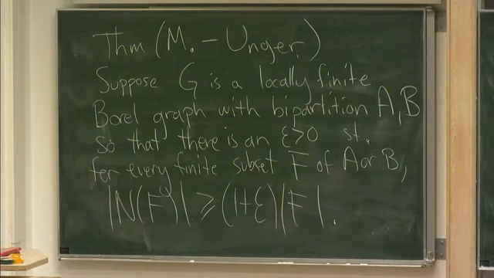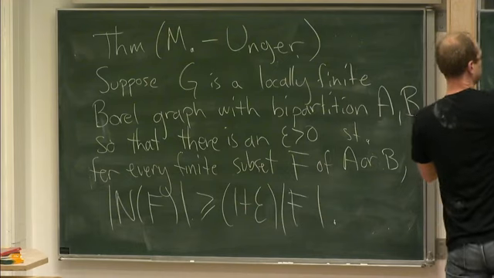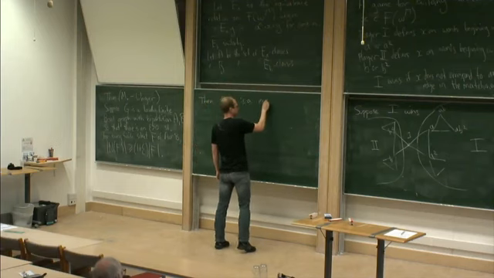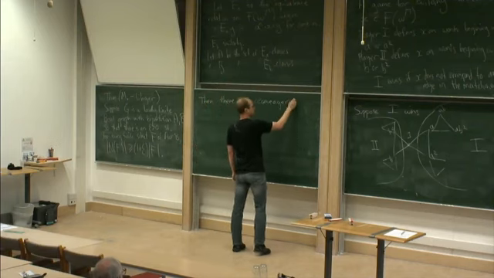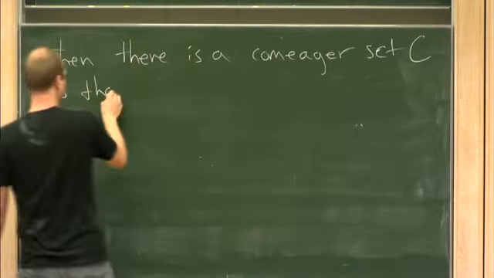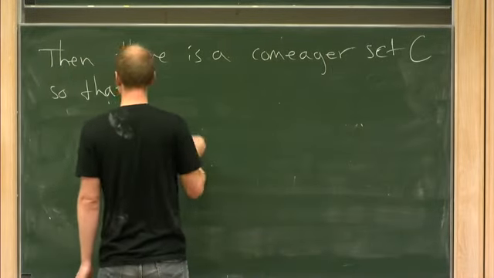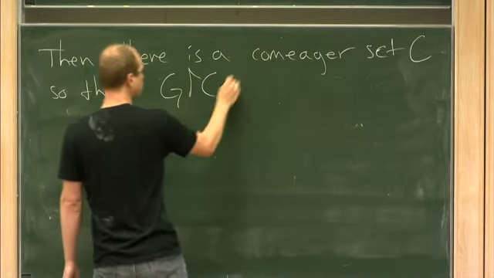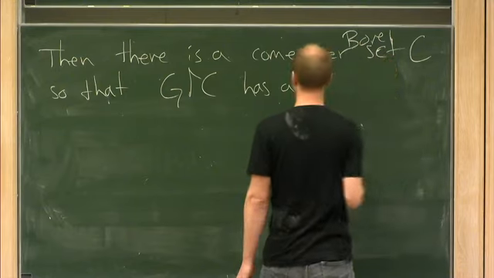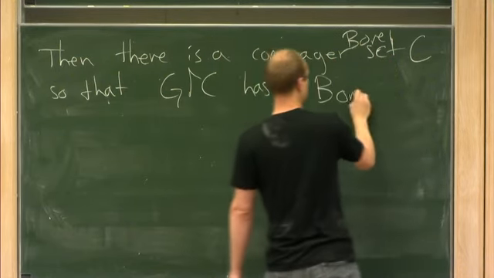Suppose I have this extra epsilon of room in Hall's condition. Then generically I can find a Borel perfect matching. So there is a comeager set C so that G restricted to C has, and C can be chosen to be Borel, has a Borel perfect matching.